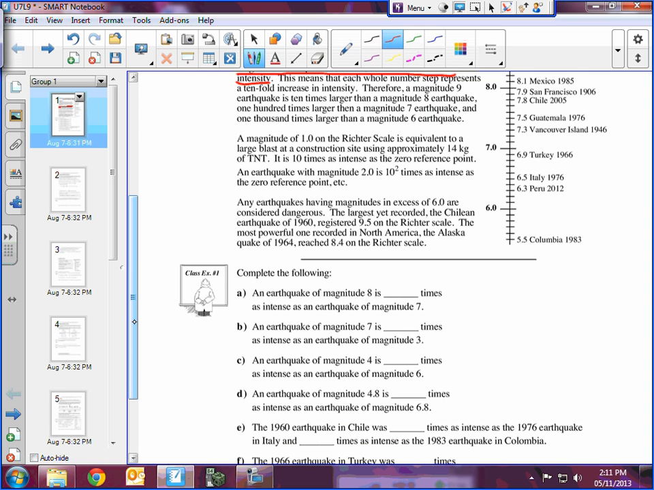Okay, so knowing that, let's try to do some of these. An earthquake of magnitude 8 is how many times as intense as a magnitude of 7? They are 1 magnitude apart, so it is 10 times more. 8 is greater than 7, so it's 10 times. An earthquake of magnitude 7 is how many times as intense as magnitude 3? 10,000, because 7 minus 3 is 4, so we have 10 to the exponent 4. It's just 10,000.